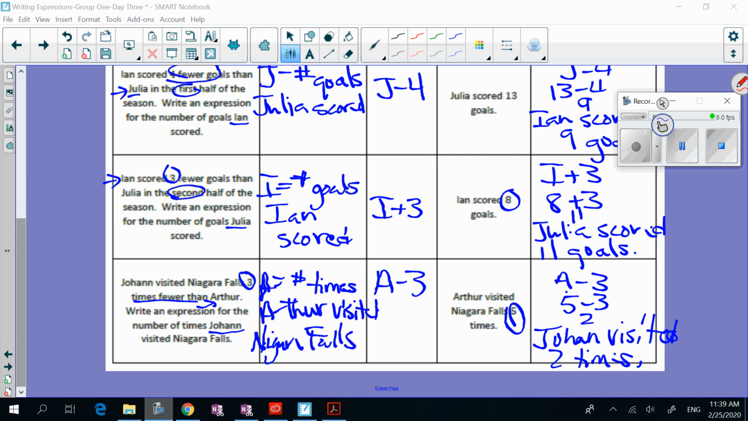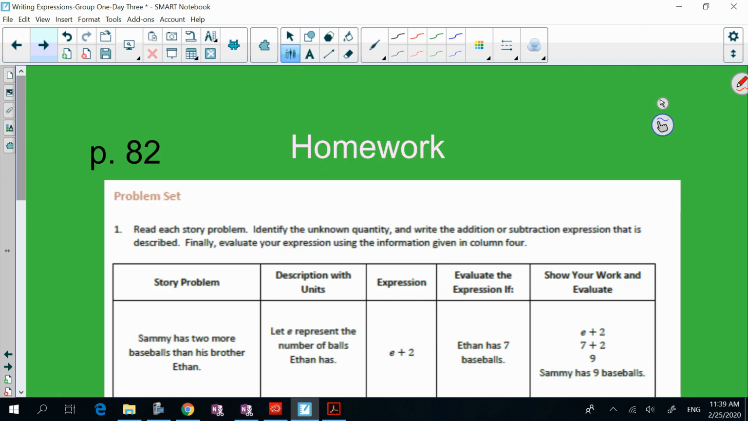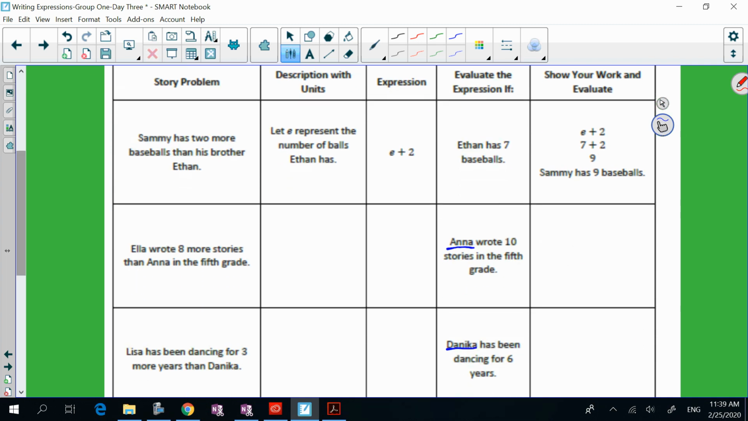Which is why you guys turn real quick to your homework. Page 82. This is actually very similar to what we just did. Big hint. This one, they don't give you that second piece. So here's your hint on how to solve this. This should be your variable. In this case, Anna is my variable. So A is number of stories Anna wrote.